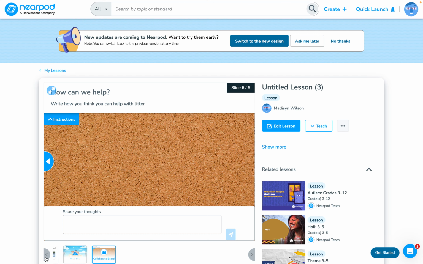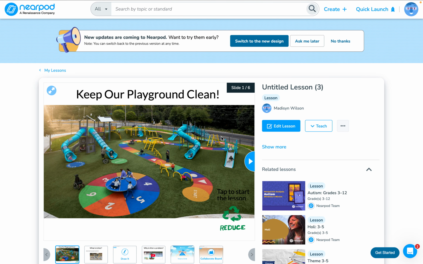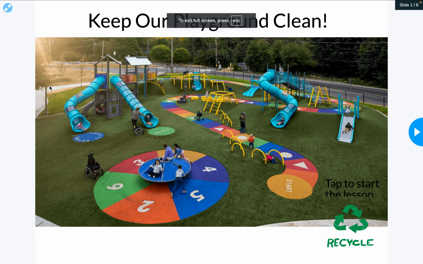Okay, so for my Nearpod lesson, let me pull that up. It's going to be keeping our playground clean. I wanted to do this as a continuation to what they have already been learning with pollution on our beaches. Some kindergartners may have not ever been to the beach, or they may not know much about beach pollution, or it may not affect them that much, because, like I said, they may not go to the beach. So they might not think of it as a big deal.